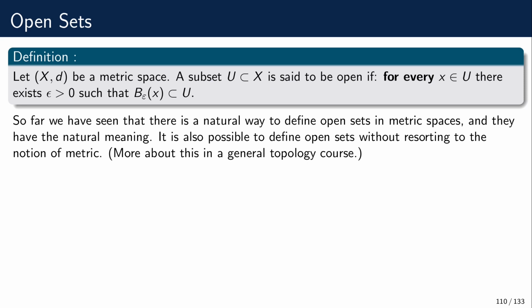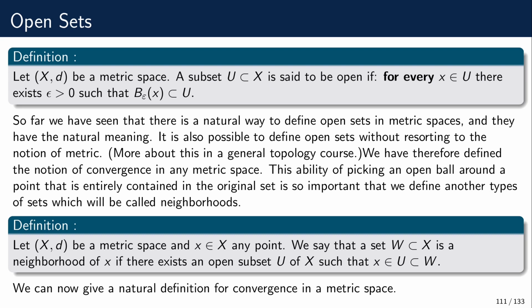But it is really important to introduce those concepts together. So now when we have a metric space (X, d) and any point x in X, we want to define the notion of a neighborhood. We say that a set W is a neighborhood of x if this W contains an open set that contains x. This is what it means to be a neighborhood, and this is the only important thing.